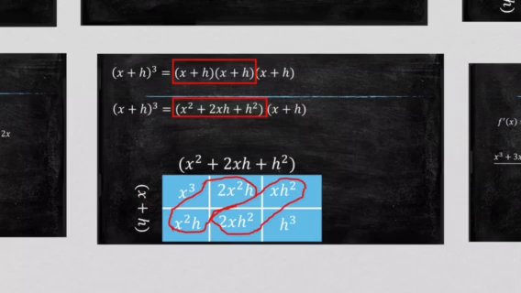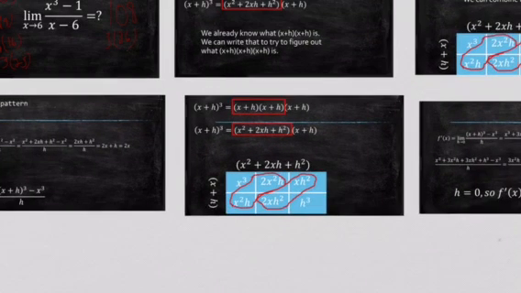Here's x plus h. So what's x times x squared? That's x cubed. x times 2xh is 2x squared h. x times h squared is just x times h squared. h times x squared is just h times x squared. Okay, this is 2x squared h, and this is h times h squared, which is h cubed.